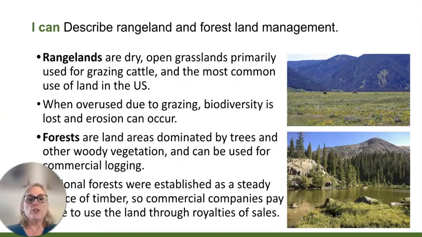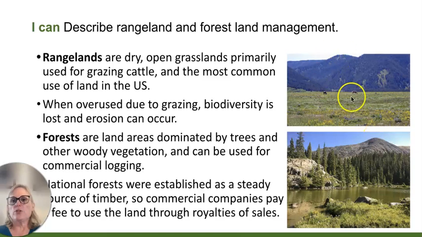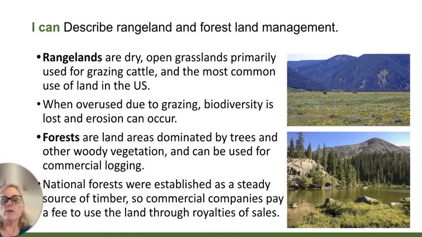All right, so you need to know what a rangeland is. So you can see a picture right here. These are dry, open grassland for grazing cattle. It's the most common use of land in the United States. When it's overgrazed, so too much cattle on one place, then it can lead to erosion of soil because the roots aren't there. If the cattle eats too much grass, then there's not going to be roots to hold the soil in place. You can have biodiversity loss, etc.